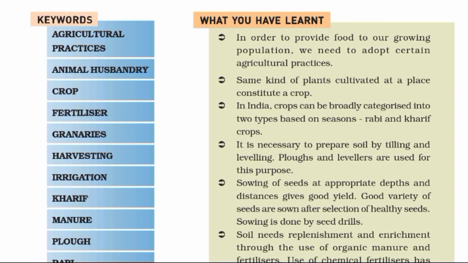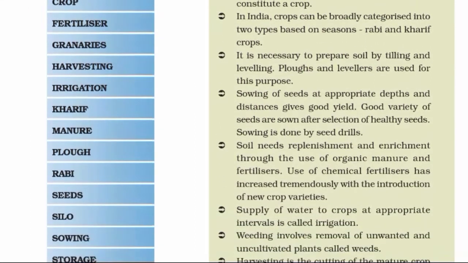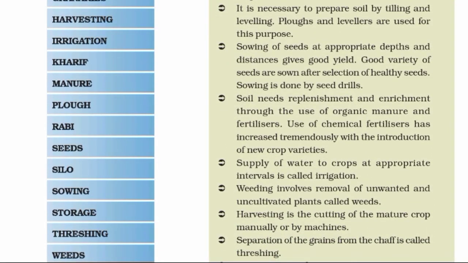In order to provide food to our growing population, we need to adopt certain agricultural practices. Same kind of plants cultivated at a place constitute a crop. In India, crops can be broadly categorized into 2 types based on seasons, Rabi and Kharif crops. It is necessary to prepare soil by tilling and leveling. Ploughs and levelers are used for this purpose. Sowing of seeds at appropriate depths and distances gives good yield. Good variety of seeds are sown after selection of healthy seeds. Sowing is done by seed drills. Soil needs replenishment and enrichment through the use of organic manure and fertilizers. Use of chemical fertilizers has increased tremendously with the introduction of new crop varieties.